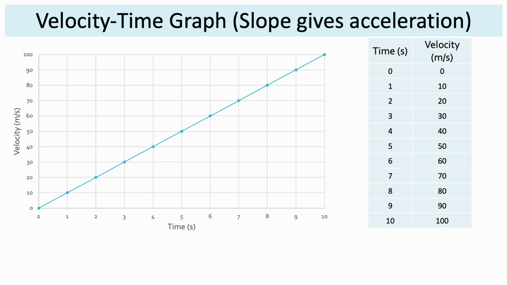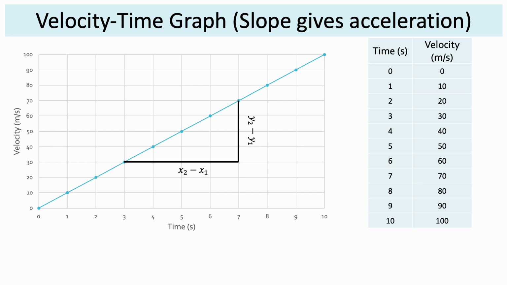When velocity changes at a constant rate, the velocity time graph is a straight line with a constant slope. The slope of this line equals acceleration. A positive slope means acceleration and a negative slope means deceleration or retardation.